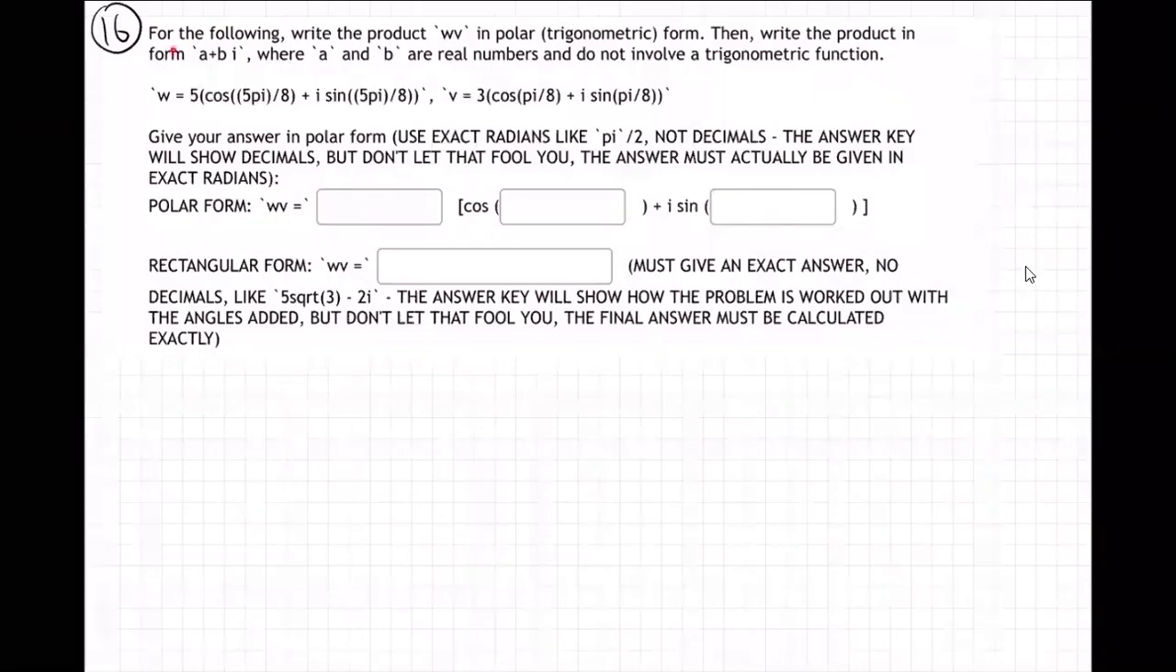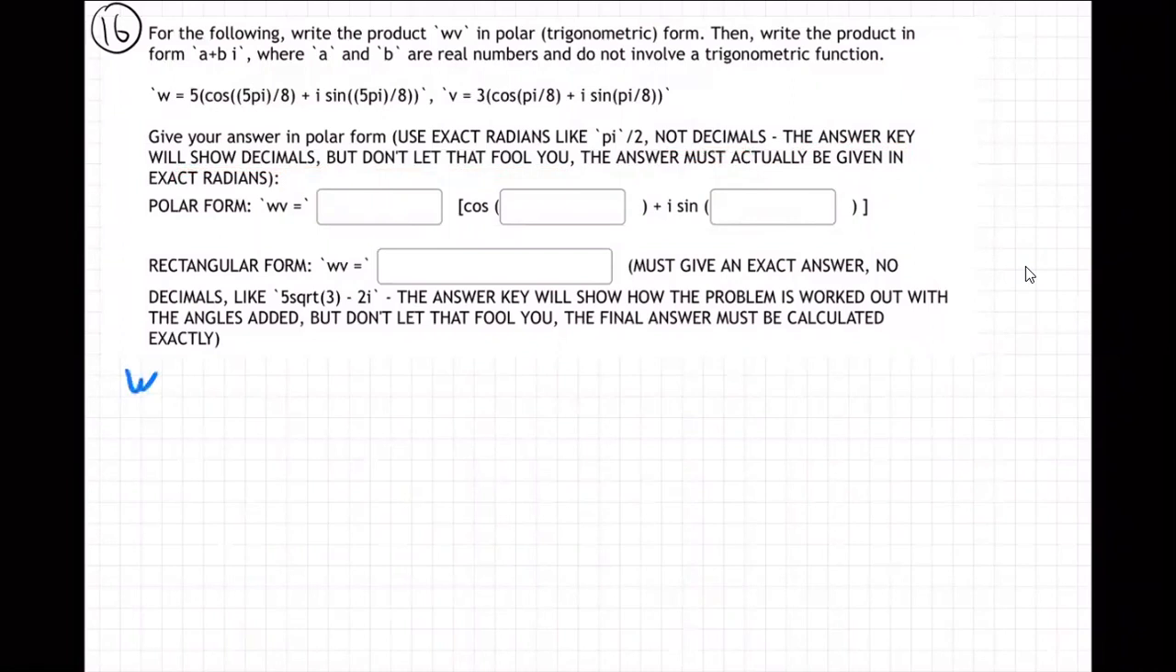Okay, so on this question, it says for the following, write the product WV in polar trigonometric form. Then write the product in the form a plus bi, where a and b are real numbers that do not involve a trigonometric function. W equals this, v equals that. Give your answer in polar form. Use exact radians like pi over 2, not decimals. The answer key will show decimals, but don't let that fool you. The answer must actually be given in exact radians.